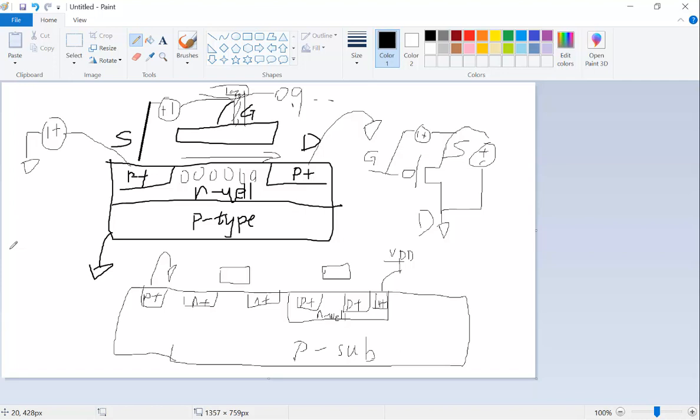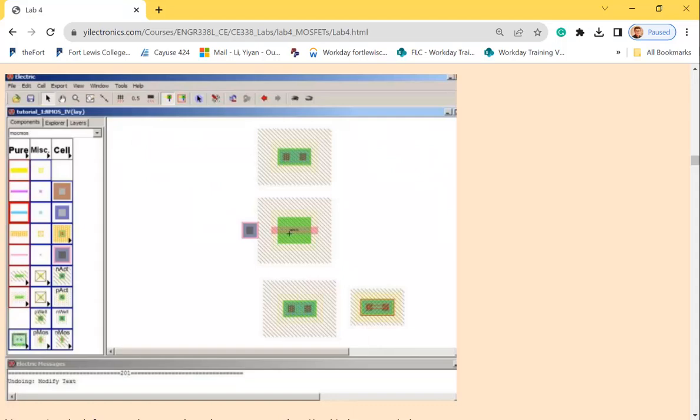You see, you don't have a well here, right? Directly in the P sub. N plus in the P sub. So they are both in the P sub. If you look at the dash, they have the same dash, the black dash. So they are in the same P sub.